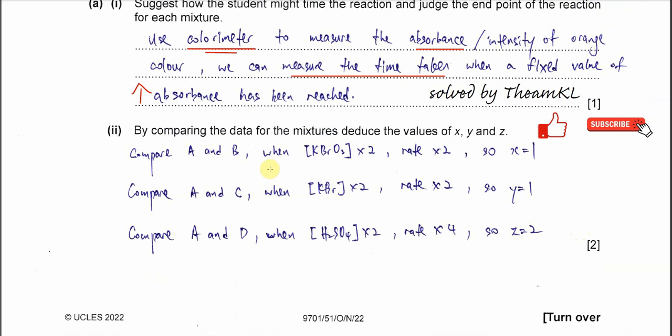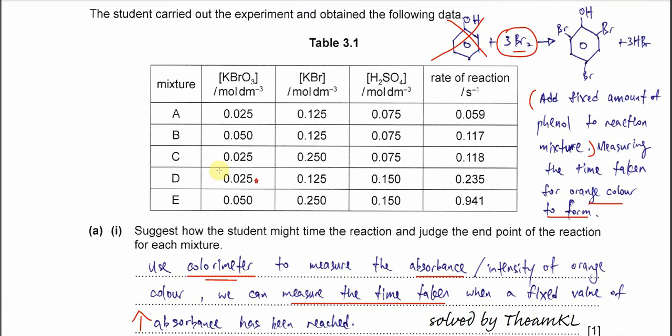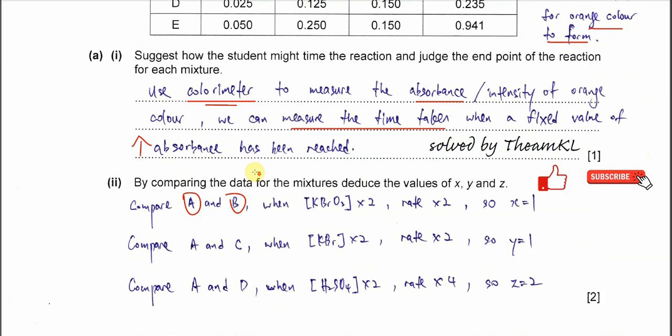Now, part 2. This part is quite easy to get the order of this reactant. In order to get X, we compare A and B. We are comparing the first reactant, so this one all cancels out, no need to compare. From here we know that when this concentration doubles, the rate also doubles, so times 2, times 2. So we know that this reactant is first order, which means X is equal to 1.